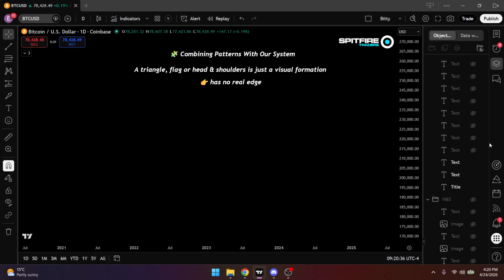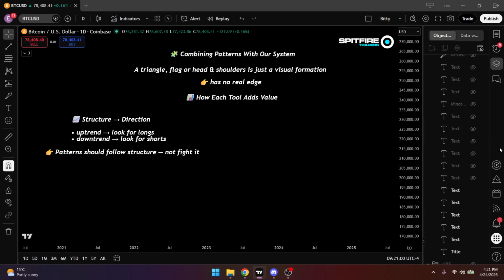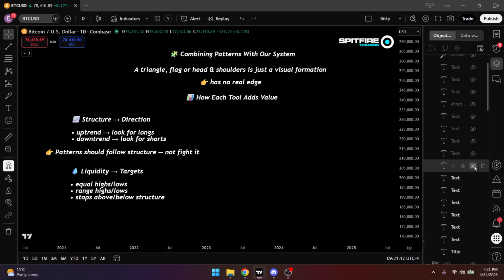So how each tool adds value to our system. Structure for direction. This is your filter. In an uptrend, you look for longs. In a downtrend, you look for shorts. Patterns should follow structure, not fight it. Liquidity is used for targets. Equal highs or lows, range highs or lows, stops above or below structure. This tells you where price is likely to go.